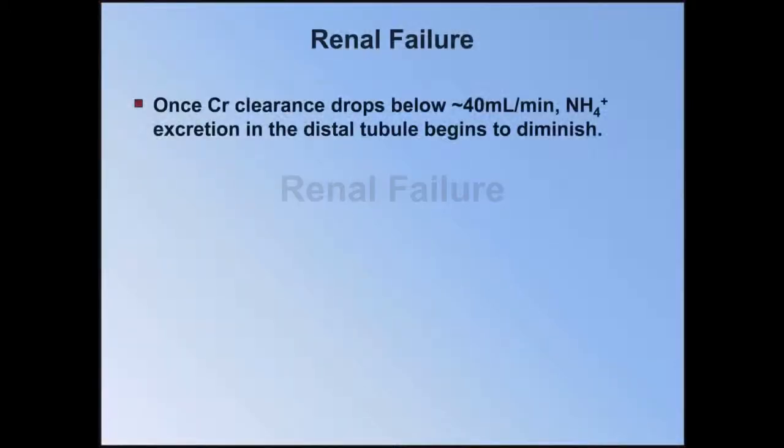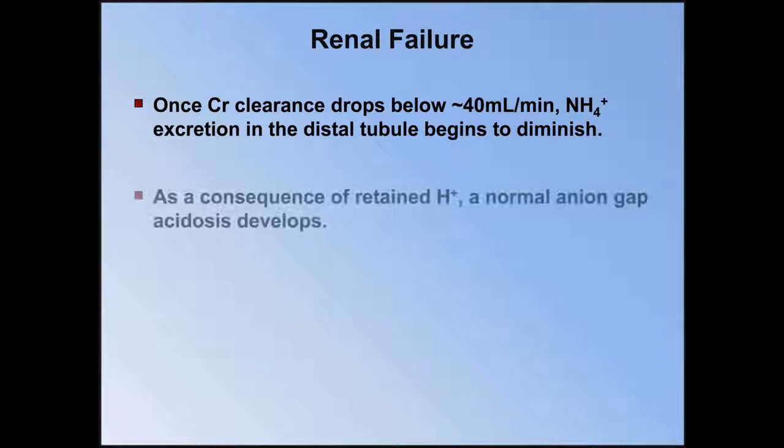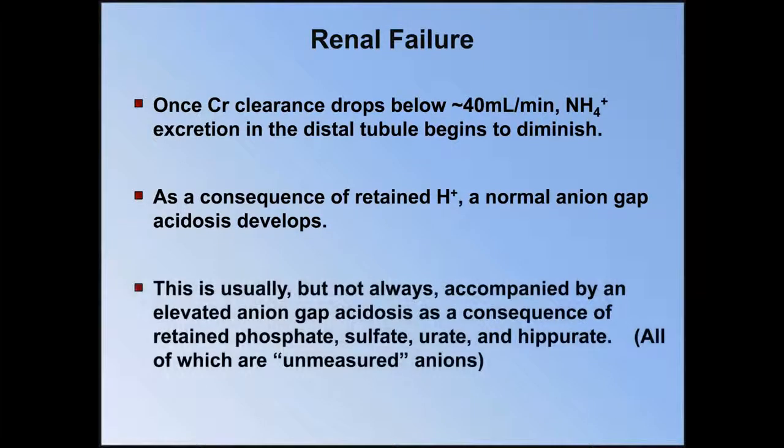In renal failure, once creatinine clearance drops below approximately 40 milliliters per minute, ammonium excretion in the distal tubule begins to diminish. As a consequence of retained hydrogen ions, a normal anion gap acidosis develops. This is usually, but not always, accompanied by an elevated gap acidosis as a consequence of retained phosphate, sulfate, urate, and hippurate, all of which are unmeasured anions.